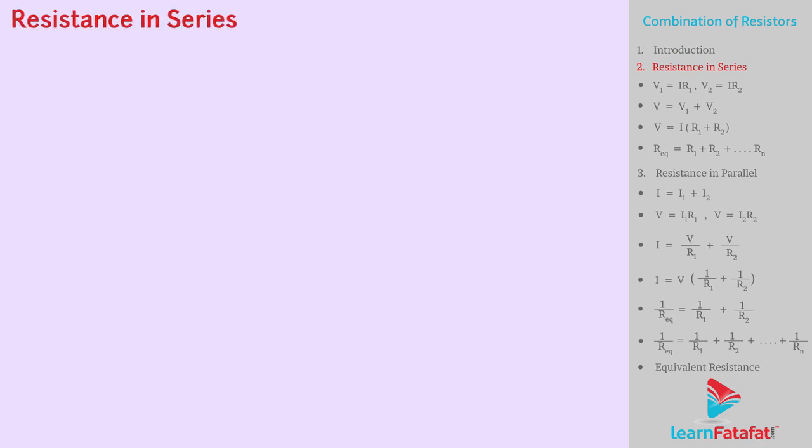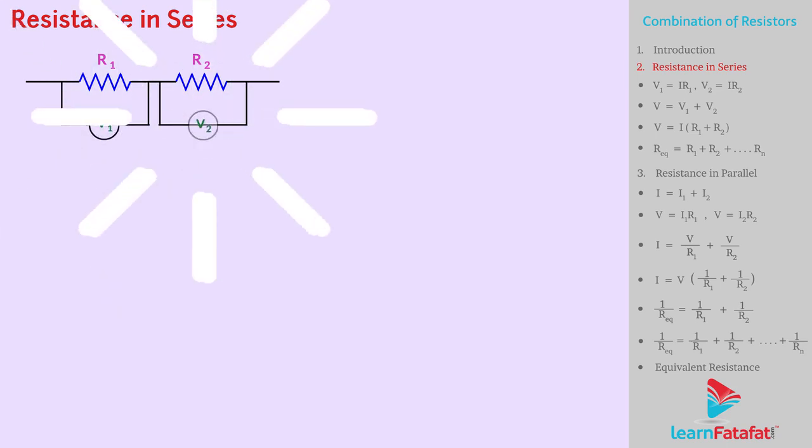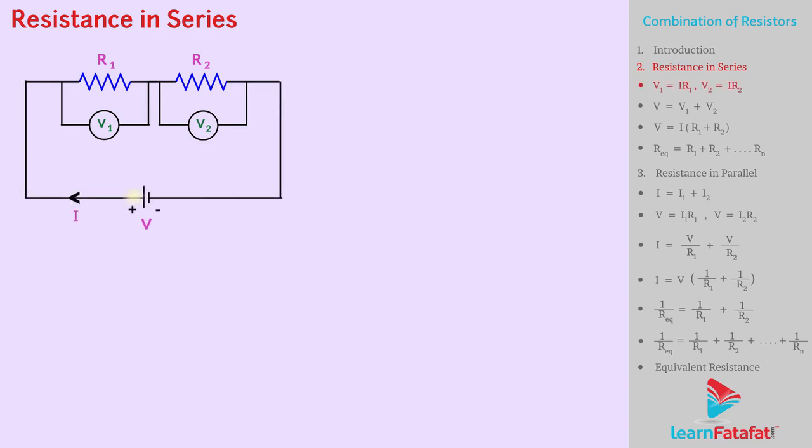Resistance in series. Two resistors are said to be in series if only one of their endpoints are joined with each other. Here, potential difference across R1 and R2 are V1 and V2 respectively. As flow of current remains same in series combination, potential difference across R1 and R2 is V1 equals IR1 and V2 equals IR2 respectively.